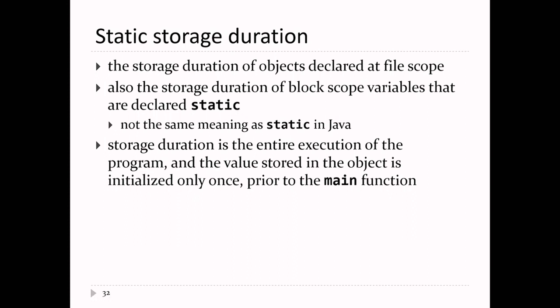So the other confusing thing between learning Java and C is that the word static means two different things in the languages. Static in C means something completely different than static in Java. If something has static storage duration, its lifetime is the entire lifetime of the program. The variables that have static storage duration have their values set before your main function runs. Every C program starts at a main function, but before that main function runs, anything that has static storage duration has its value set first.